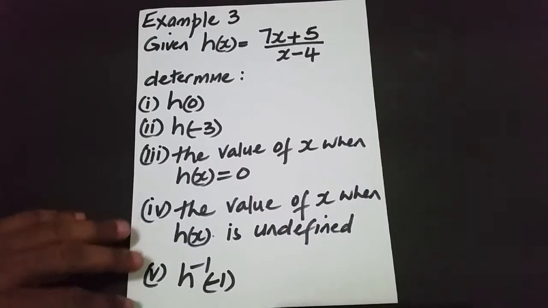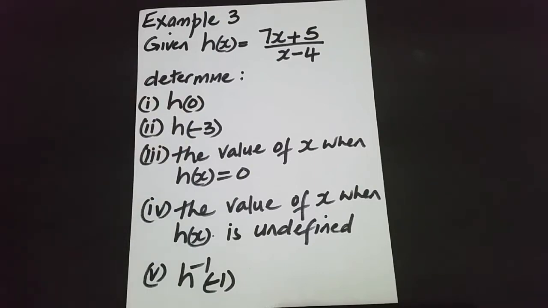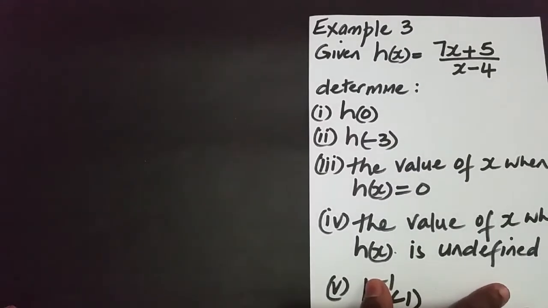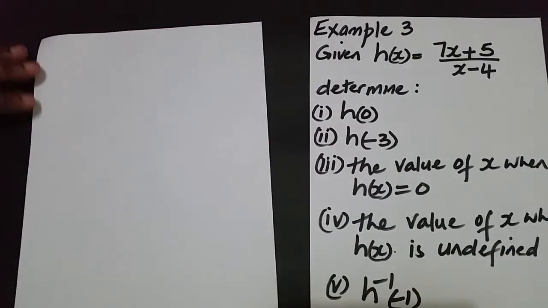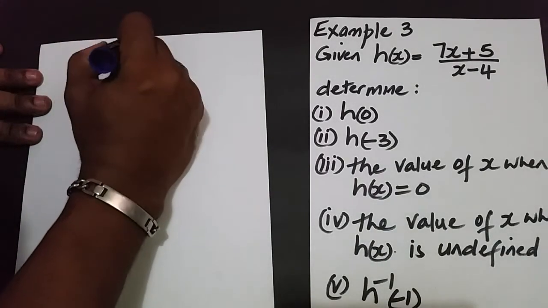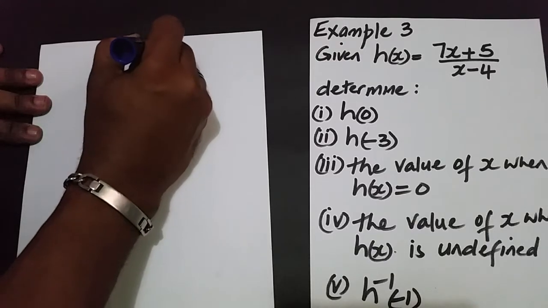All right, guys, here we are with a third example, and the function here is h of x, and h of x is equal to 7x plus 5 over x minus 4. So let's get straight into this. We're asked to find h of 0, first of all.